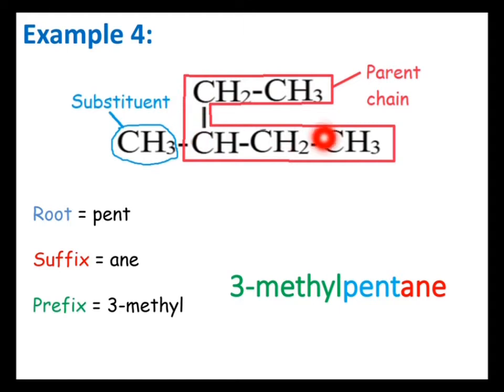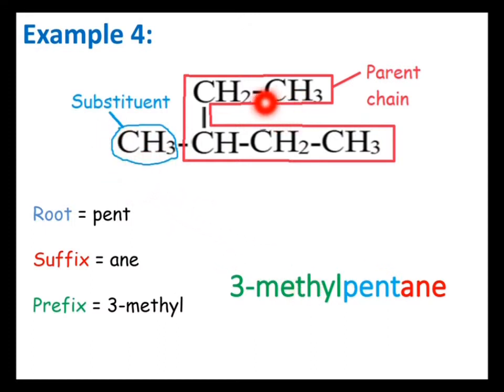So that is going to be our parent chain, 5 carbon atoms it's having. So when you take it out, the rest is CH3, and that will be our substituent. So our parent chain has 5 carbon atoms, so it is pentane. And then our substituent is CH3, and we know the name for CH3. What is it? Methyl.